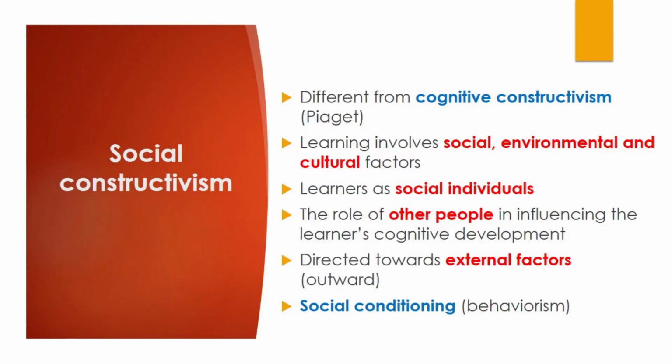Social constructivism is not to be confused with cognitive constructivism proposed by Piaget. The main difference between cognitive constructivism and social constructivism is that cognitive constructivism deals with the learner as an individual and tries to understand what happens inside the mind of this individual while learning language. Social constructivism, on the other hand, sees the learner as a social person and tries to find out how other people influence the cognitive development of this individual. Piaget's cognitive constructivism is inward-oriented, while social constructivism is directed outward.